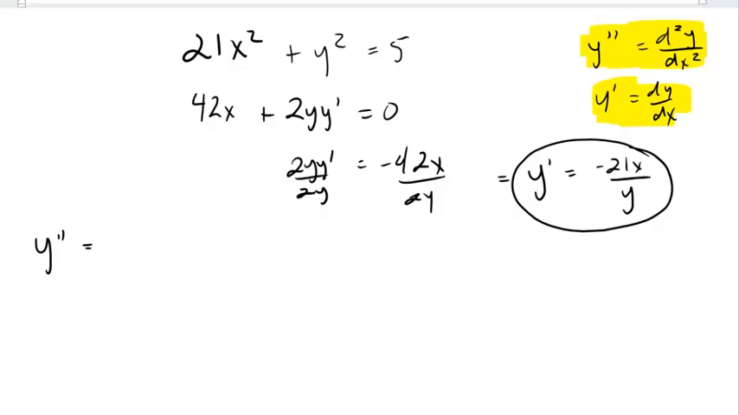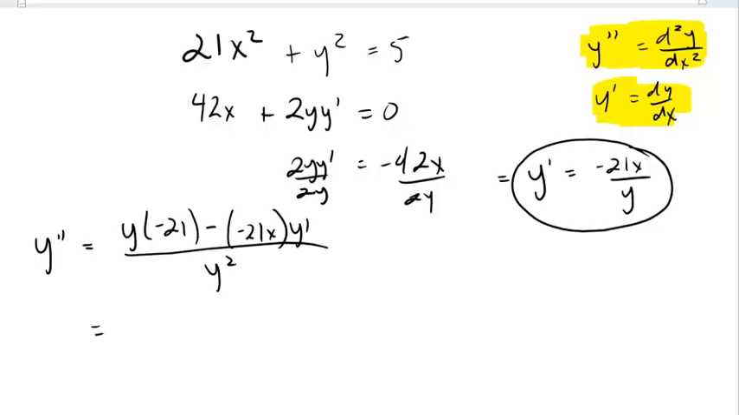Okay, now for the second derivative. The second derivative uses the quotient rule: denominator times the derivative of the numerator, minus numerator times the derivative of the denominator, all over the denominator squared. Let's clean that up a little bit. Okay, now, this is the second derivative.